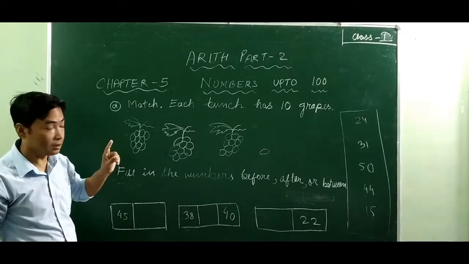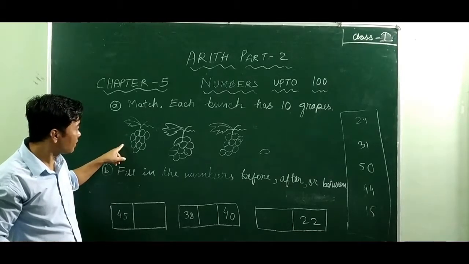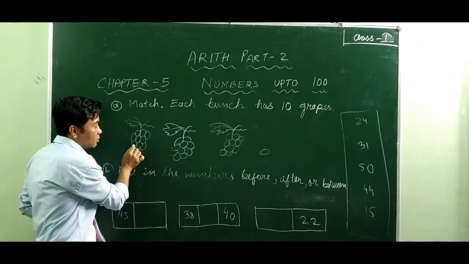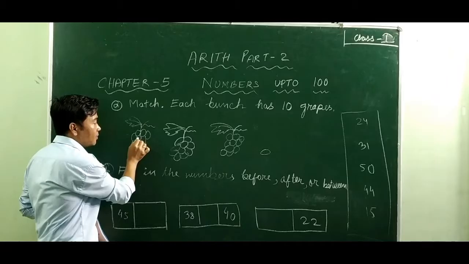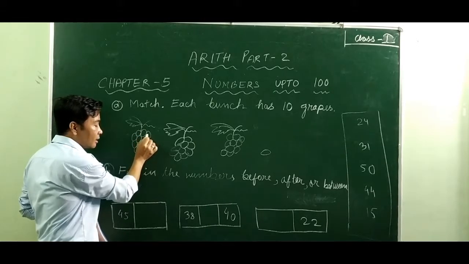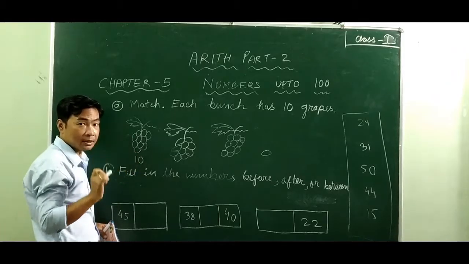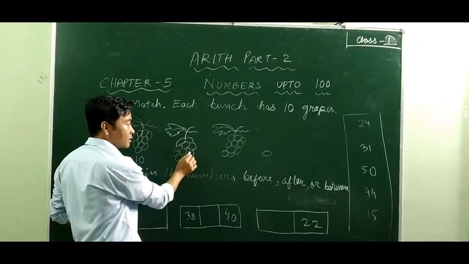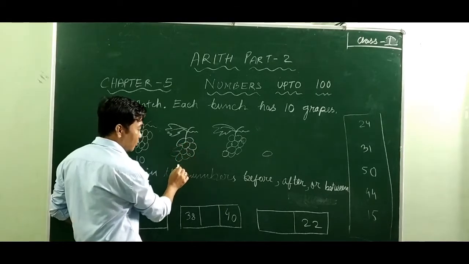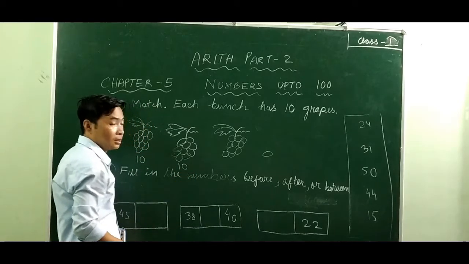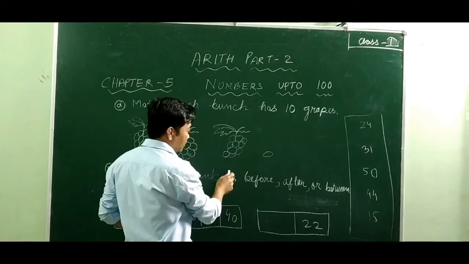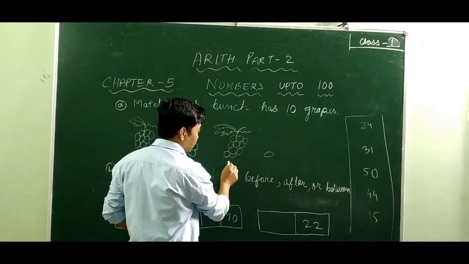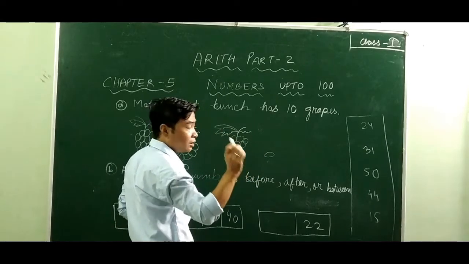Okay? Let's start. See, in the first bunch of grapes, how many grapes are there? Let's count it. 1, 2, 3, 4, 5, 6, 7, 8, 9, 10. So we have 10 grapes in the first bunch. Next, 1, 2, 3, 4, 5, 6, 7, 8, 9, 10. We have 10. In the third bunch of grapes, 1, 2, 3, 4, 5, 6, 7, 8, 9, 10. We have 10 grapes. Here we have only 1 grape.